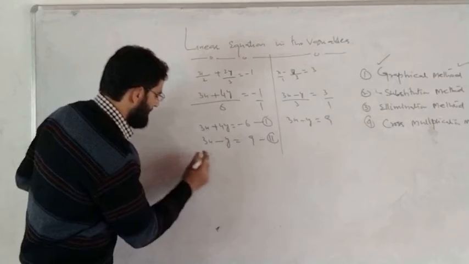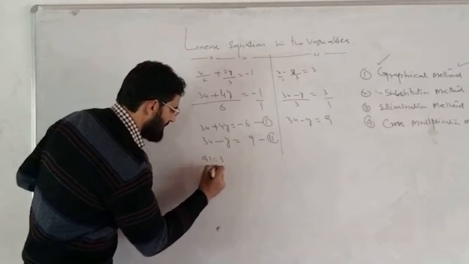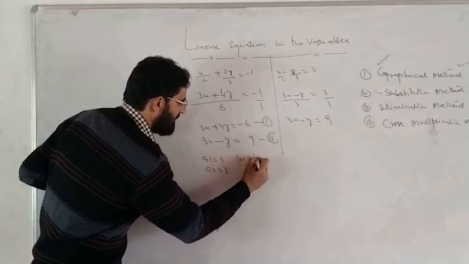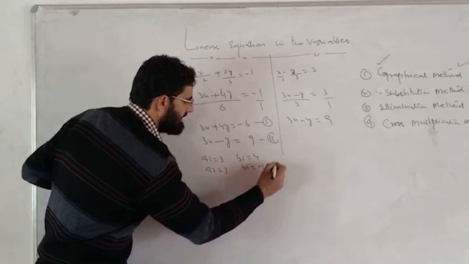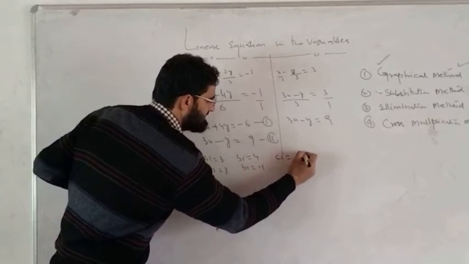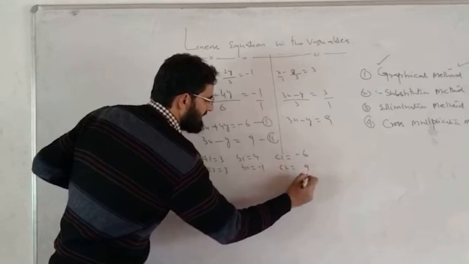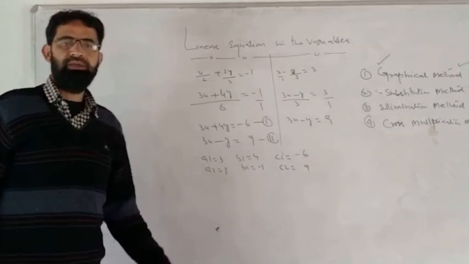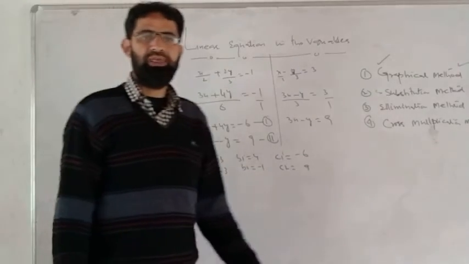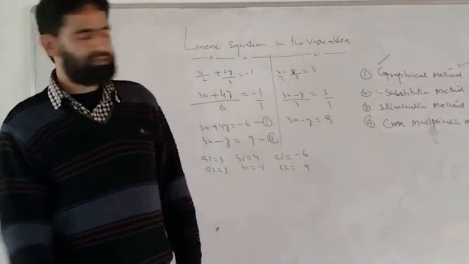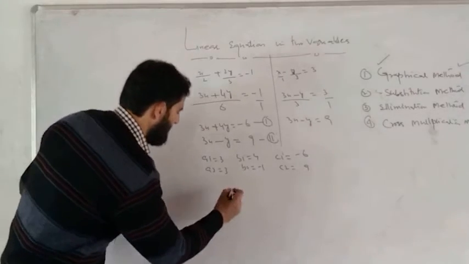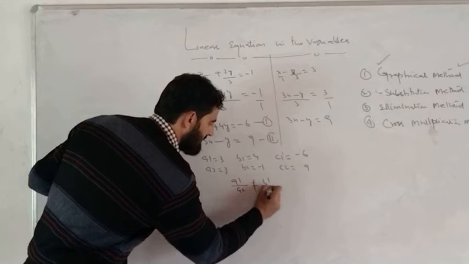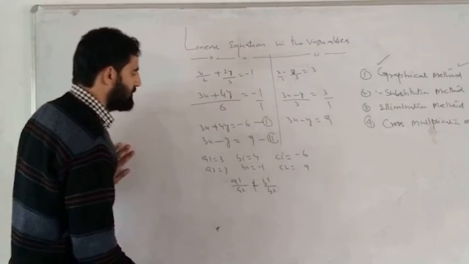Again let's try. What is a1? a1 is 3 and a2 is also 3. b1, this is 4. What is b2? It is minus 1. And c1 is minus 6. c2 is 9. Obviously, a1 by a2 is not equal to b1 by b2, therefore the system has a unique solution.